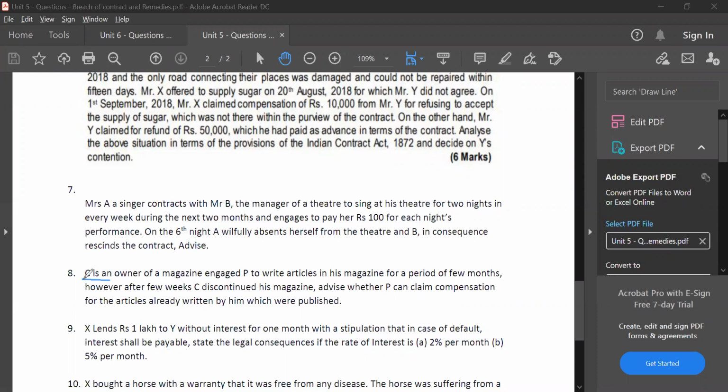C is an owner of a magazine and engaged P to write articles in his magazine for a period of 12 months. However, after a few weeks, C discontinued his magazine. Advise whether P can claim compensation. Absolutely yes. Concept of quantum meruit. Everybody got it correct.